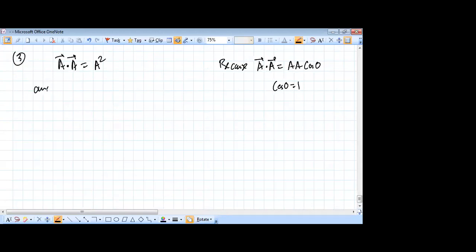Now next thing, the dot product of any vector with itself becomes the square of its magnitude, because very simple: A dot A will be nothing but magnitude of A into magnitude of A into cos 0, and cos 0 is 1. And similarly, if you take the dot product of any unit vector with itself, it becomes 1.